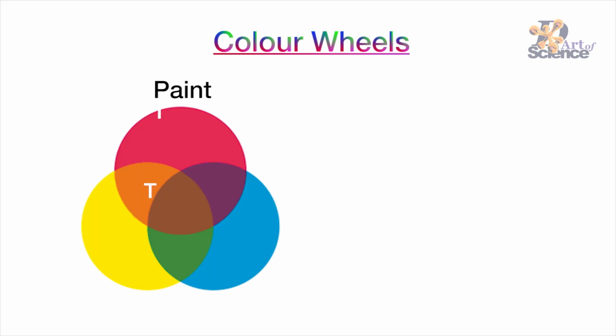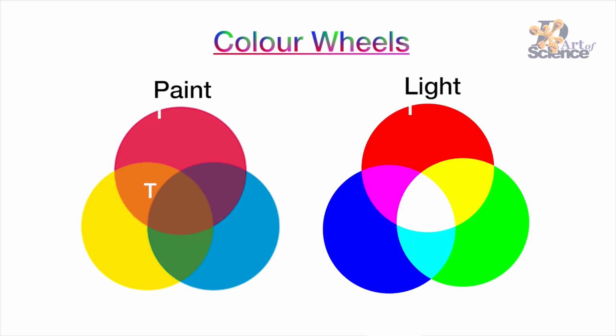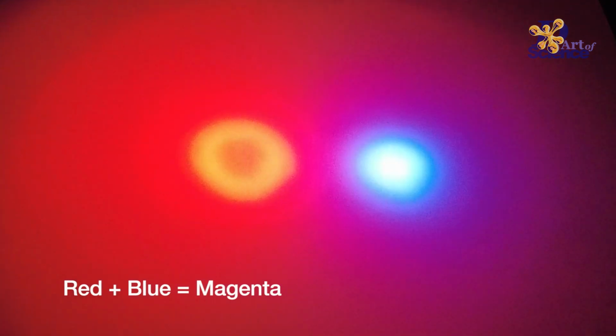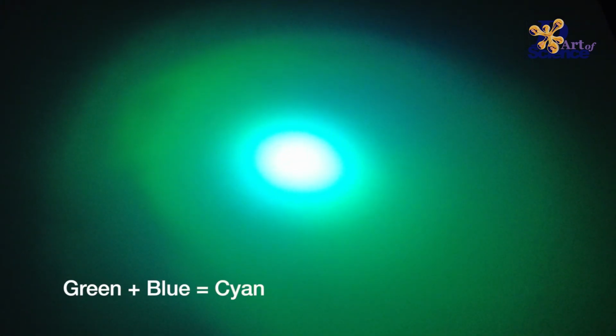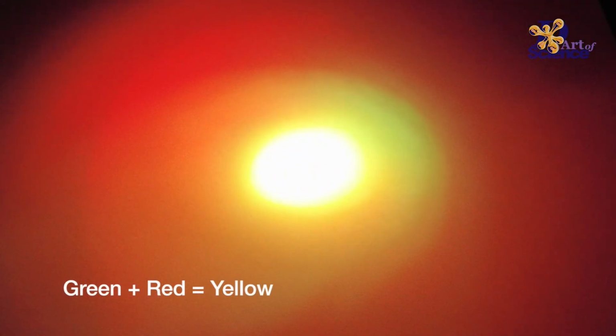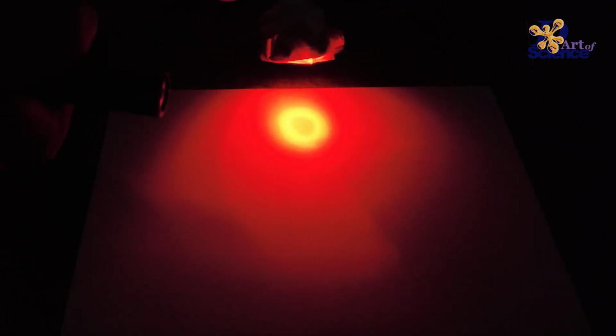Just like the secondary colors in paint, light also has secondary colors. If we merge the red and blue light, we get the secondary color magenta. On merging the blue and green lights, we get cyan. And on merging the green and red lights, we get the color yellow. These are the secondary colors of light.